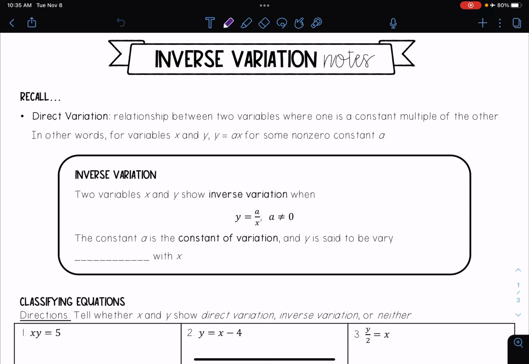Inverse variation, on the other hand, is when two variables x and y have the relationship that y is equal to a divided by x, where a is not equal to 0. And here we call that constant a the constant of variation, and y is said to vary inversely with x.